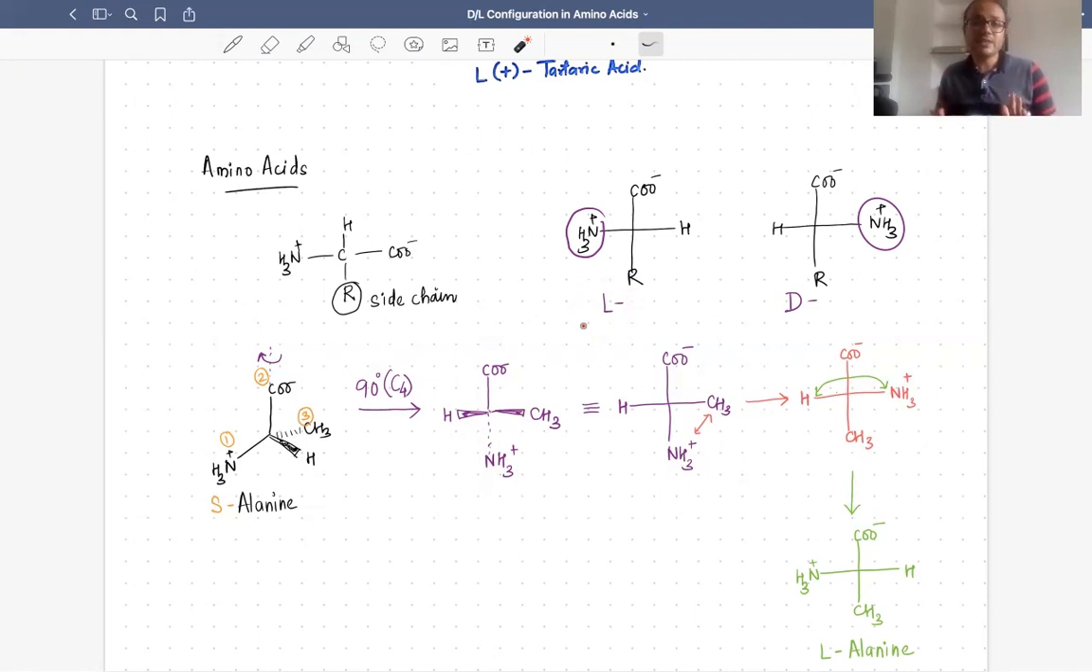But these are relative configurations which are used, and it's not mandatory because we are now aware of the absolute configuration. So whenever you see recent papers and publications nowadays, they all use absolute configuration. They no longer use the DL system of nomenclature, because the absolute configuration is more clear to communicate to others. I hope with this discussion, this DL nomenclature is pretty clear to all of you.